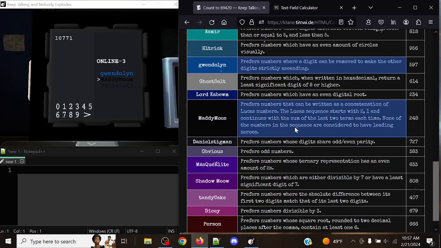Maddie prefers numbers that can be written as a concatenation of Lucas numbers. The Lucas sequence starts with 2, 1, and continues with the sum of the last 2 terms each time. None of the numbers in the sequence are considered to have leading zeros, which in this case we don't have to worry about because we're at 10,000 already. So, Maddie prefers numbers that can be written as a concatenation of Lucas numbers.